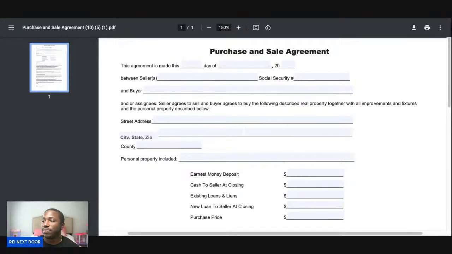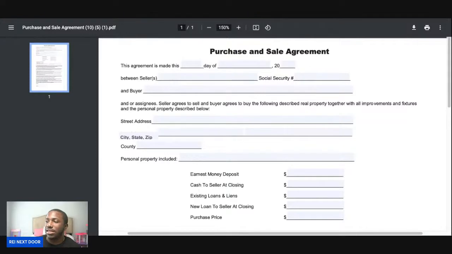So the earnest money is a deposit. Just like anything else, if you make a deposit on something, that means they already got some of your money. So at the closing, the seller just needs the remainder of the money. And that's what we're talking about right here. We're talking about cash to seller at closing. They just need the rest of the money. So it's the purchase price minus the deposit that is going to give you the cash to seller at closing, right?